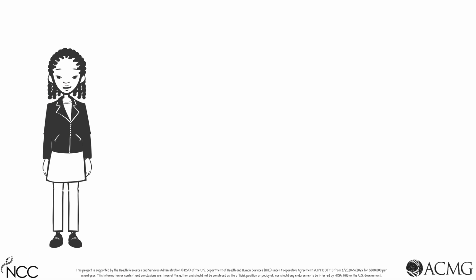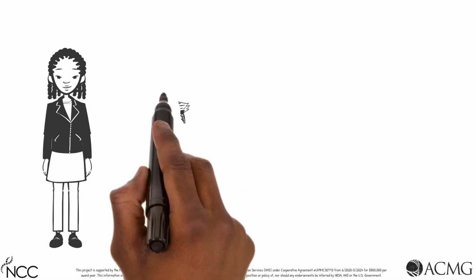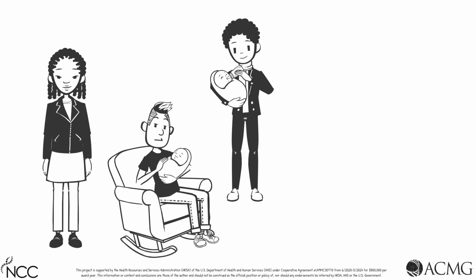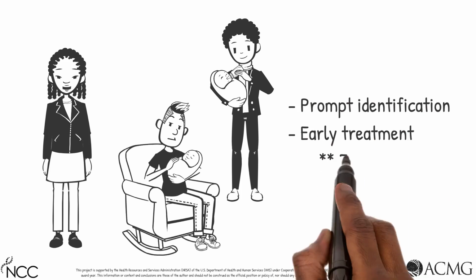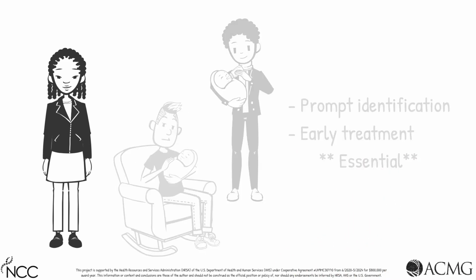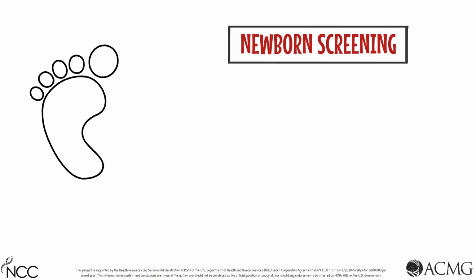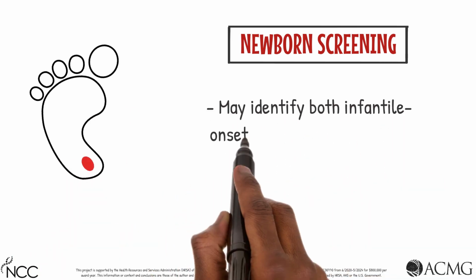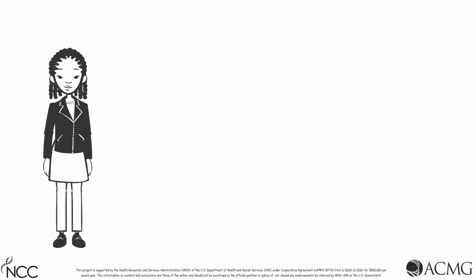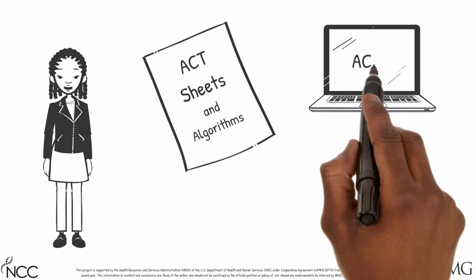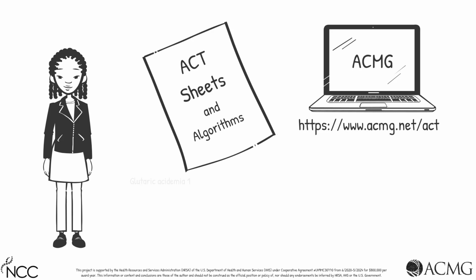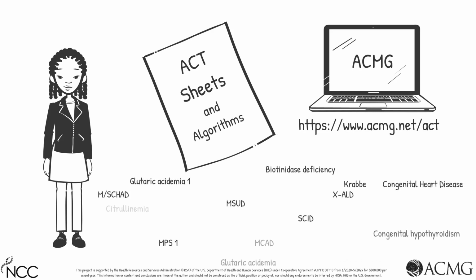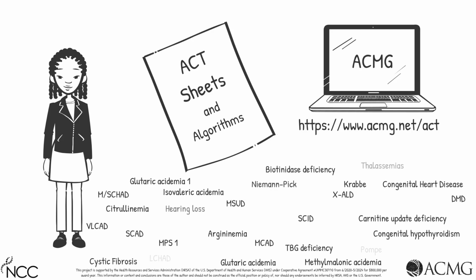Before we end today's session, let's have a quick review. First, Pompe disease is a serious condition, and identification of affected individuals is essential for administration of early treatment. Second, newborn screening may identify the various forms of Pompe disease. Third, ACT sheets are freely available on the ACMG website to review in the event of a screen-positive result. In addition to Pompe disease, ACT sheets are available for many other conditions that can be identified through newborn screening.